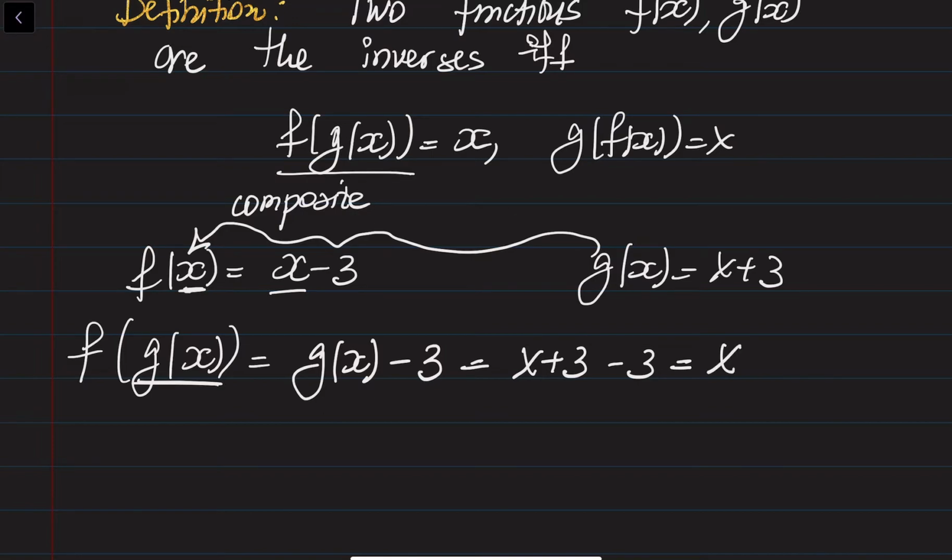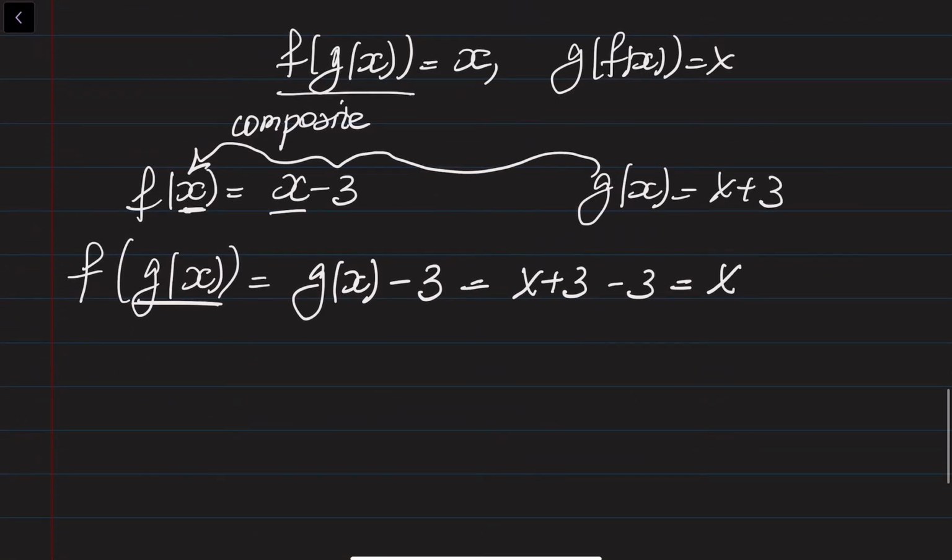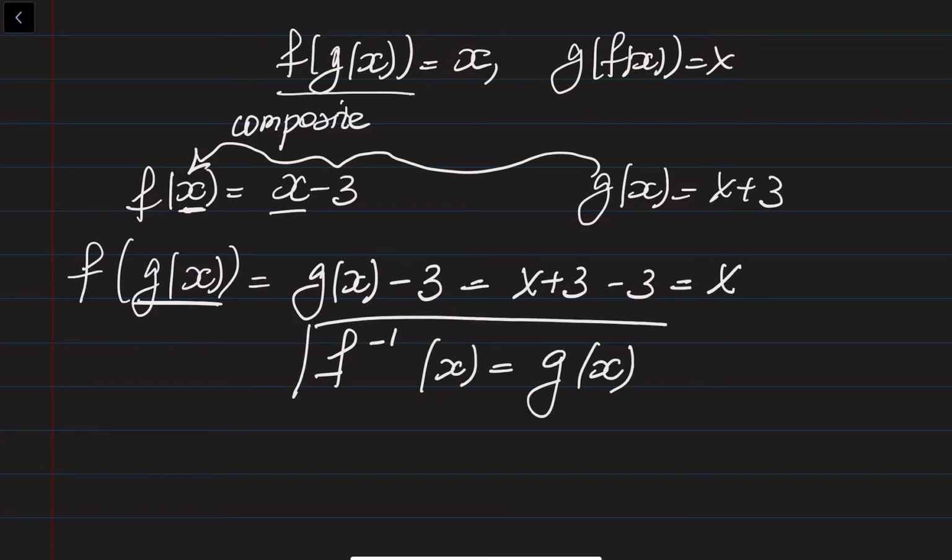So this means that the g of x and f of x are the inverses. You can just denote this as f to the power of minus 1 of x is equal to g of x. So we call this the notation for the inverse. So now let's discuss, when does this inverse exist?